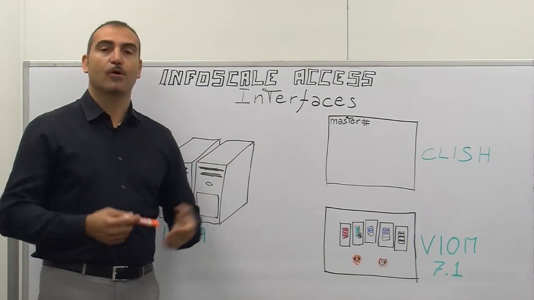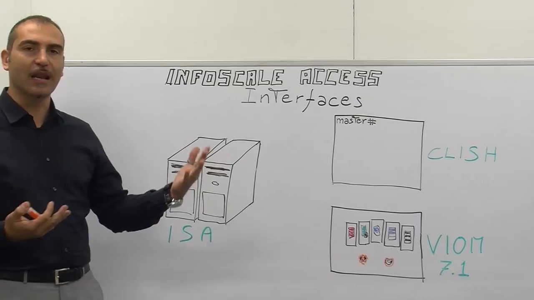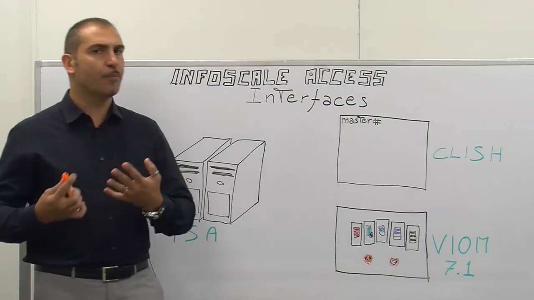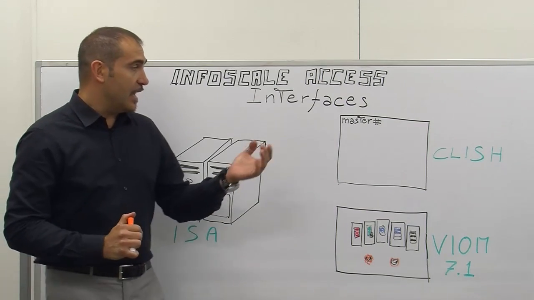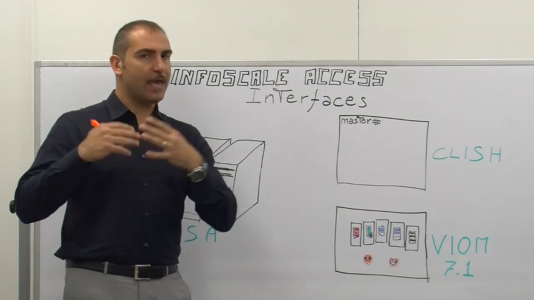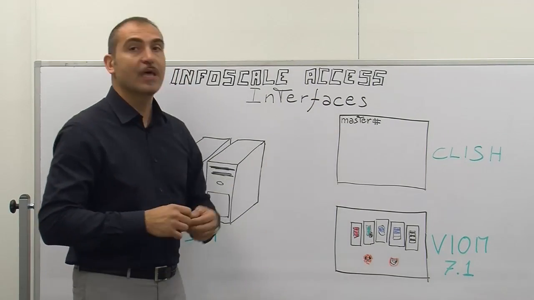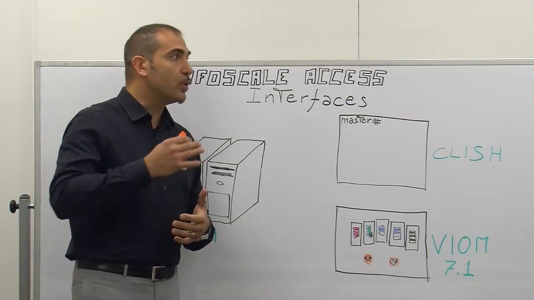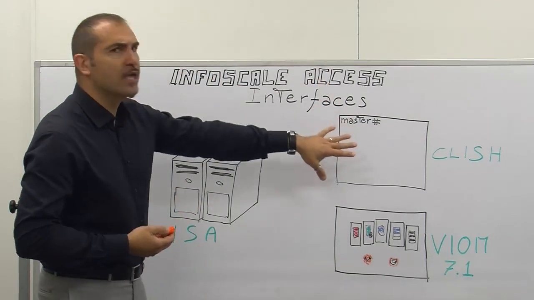To manage and configure the InfoScale Access cluster, we usually use two interfaces. The first interface is a local interface. It is command line based. We call it CLISH. This is the most powerful interface that we have to manage the InfoScale Access cluster. It has a limited number of commands that will let you, however, configure everything in InfoScale Access. You can create shares, you can create users, all the logical objects that are related to the InfoScale Access cluster. You can manage snapshots, replication, advanced features like deduplication, compression, everything.